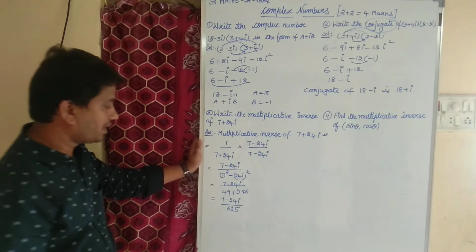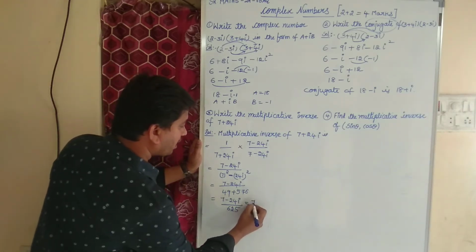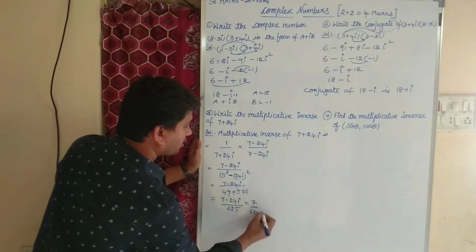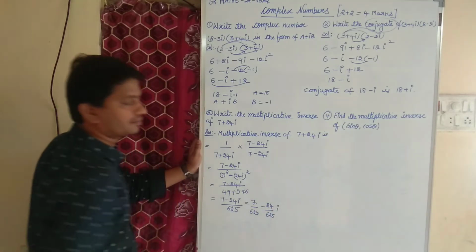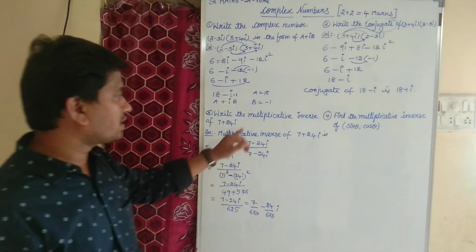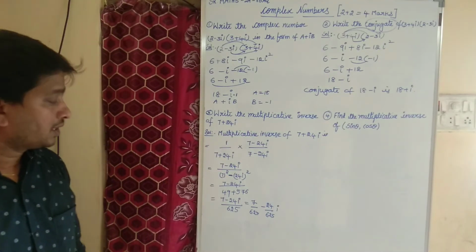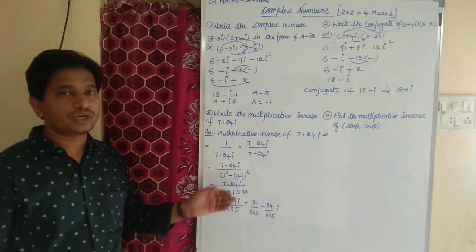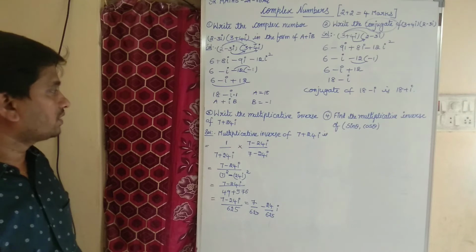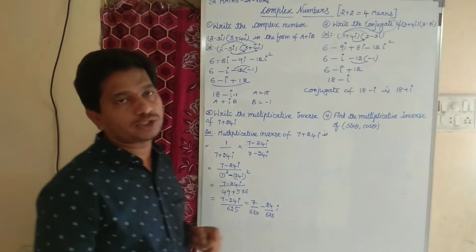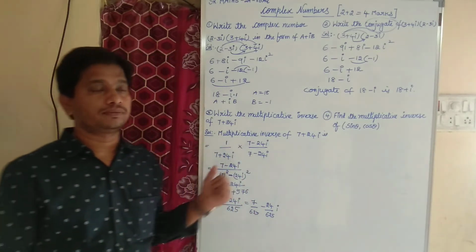Further we can write it as 7 by 625 minus 24 by 625 into i. So the multiplicative inverse of 7 plus 24i is 7 by 625 minus 24 by 625 into i. Okay children, this is the multiplicative inverse of 7 plus 24i, which is a most important question.